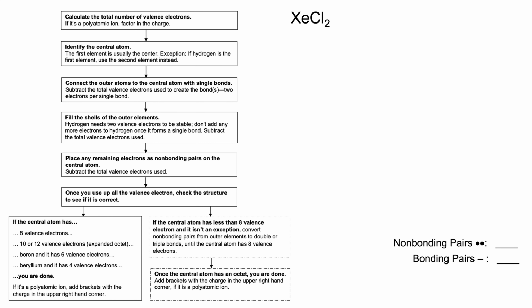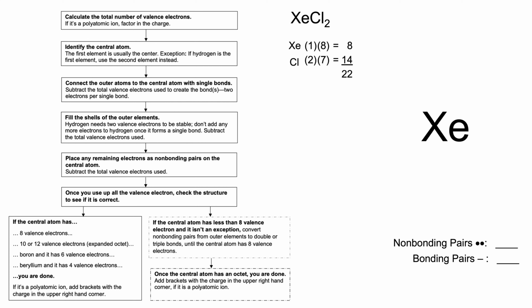To draw the Lewis structure for xenon dichloride, my first step is to do the inventory. There's 1 xenon and 2 chlorines. Each xenon contributes 8 valence electrons, each chlorine contributes 7. I multiply across and add to get a total of 22 valence electrons.